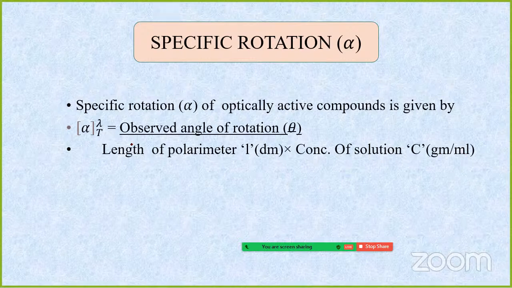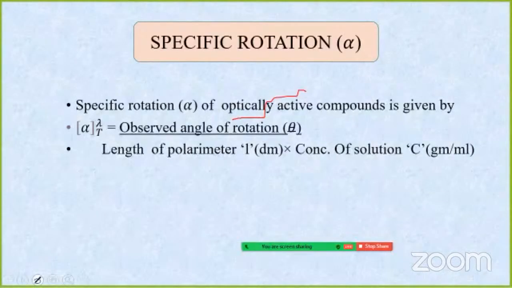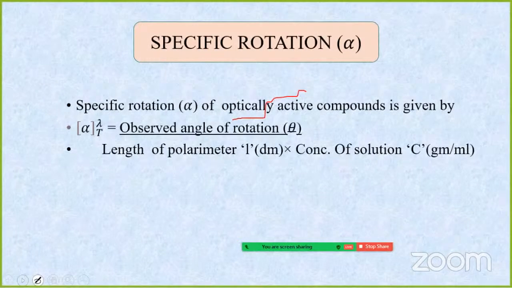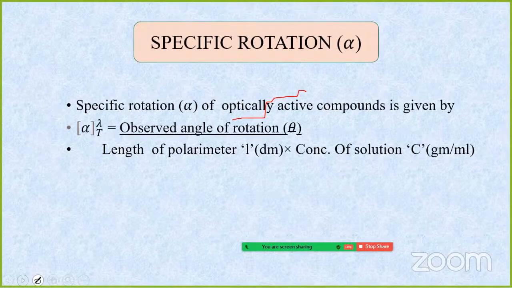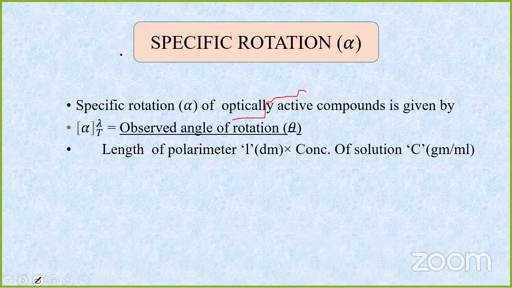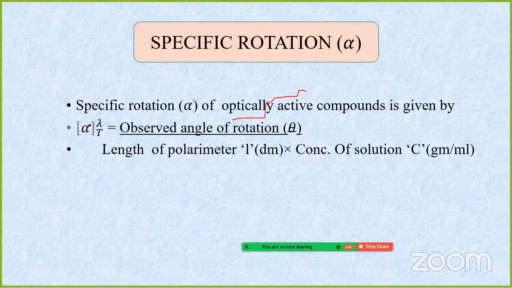So that means here, specific rotation of all the optically active compounds. What are the optically active compounds? Just now we have seen dextrorotatory compounds and levorotatory compounds, which can rotate the plane polarized light towards the left side or right side. If they are rotating towards the left side, they are known as levorotatory. If they are rotating towards the right side, they are known as dextrorotatory. So depending upon that rotation, it can be given by this formula, alpha, known as specific rotation.